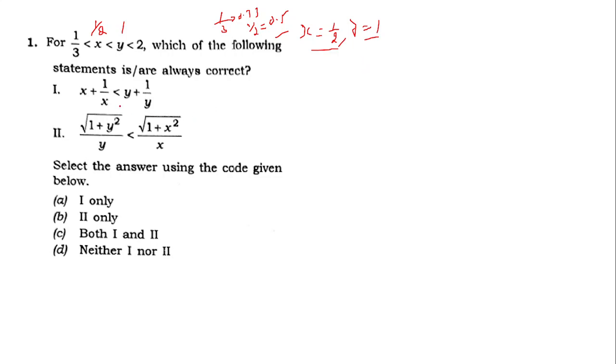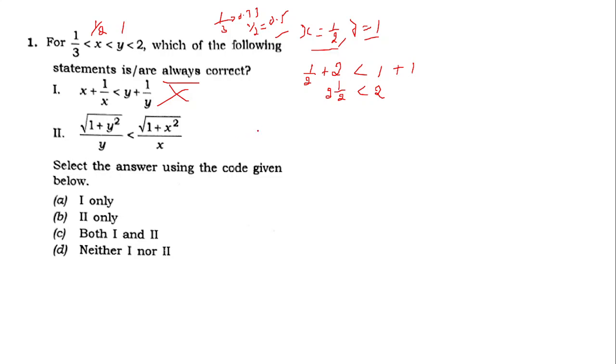So let us put them into the first statement. x plus 1/x. So 1/2 plus 1/x. Since this is already a fraction, 1 divided by 1/2 will become 2. Less than y plus 1/y, which is 1 plus 1/1, is 1 only. So 1/2 plus 2 is 2.5, less than 1 plus 1, which is 2. Can 2.5 be less than 2? No, not possible. It's not always correct.